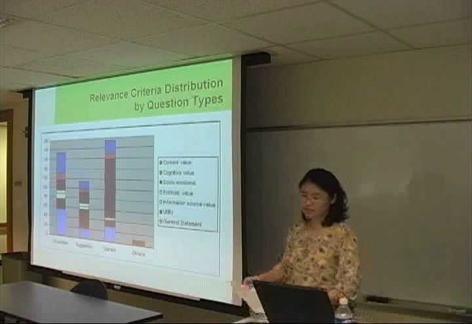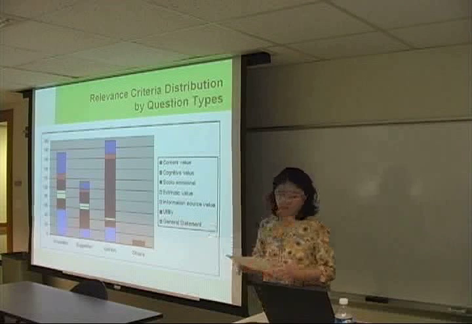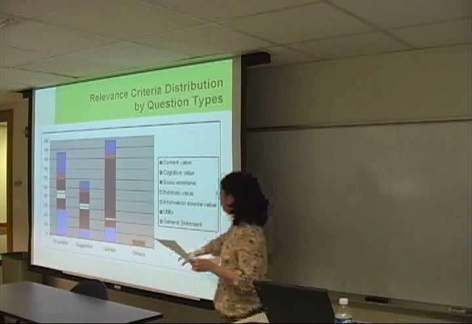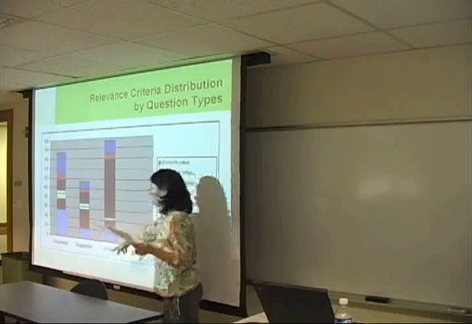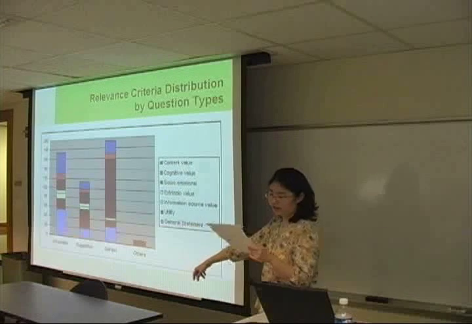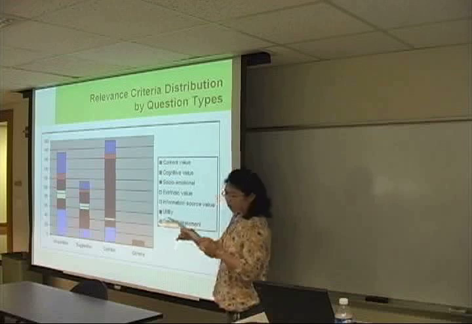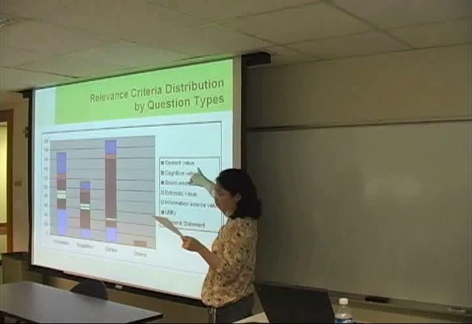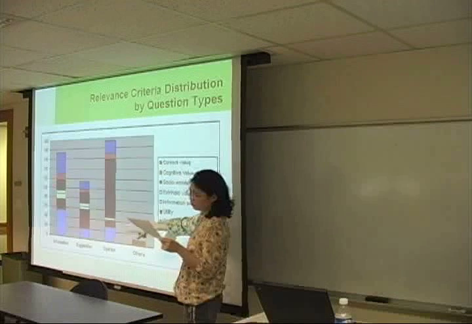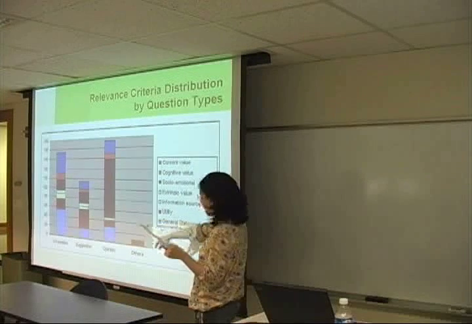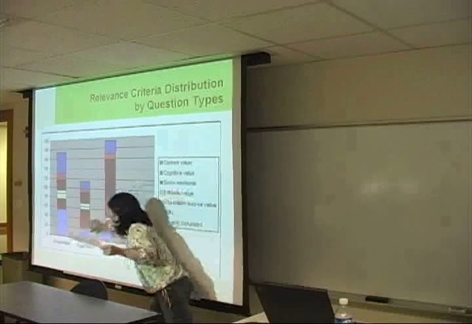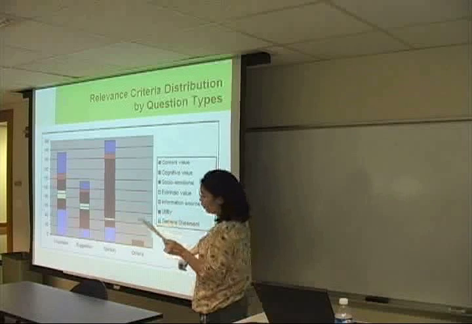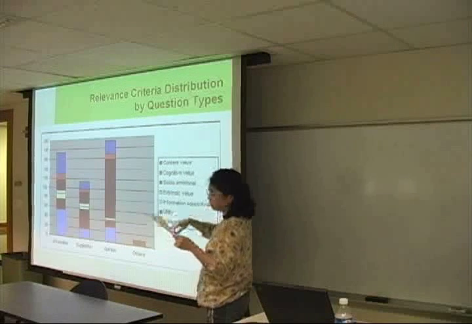So this is the relevance criteria distribution by question types. Remember we have three different types here: information, suggestion, and opinion. In the case of information, content value was the top, which 25% of people considered, followed by utility at 13%. In the case of suggestions, utility, this red one here, was the top at about 35%, followed by the social emotional value at almost 20%.